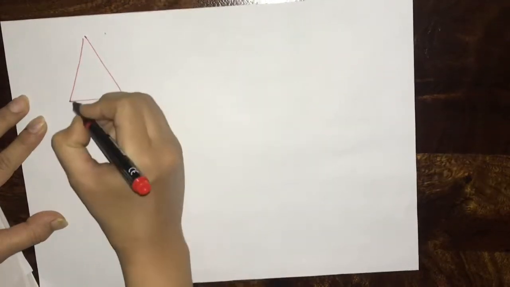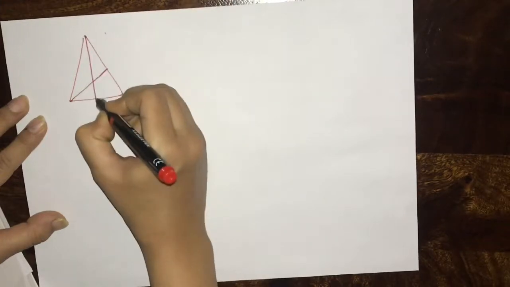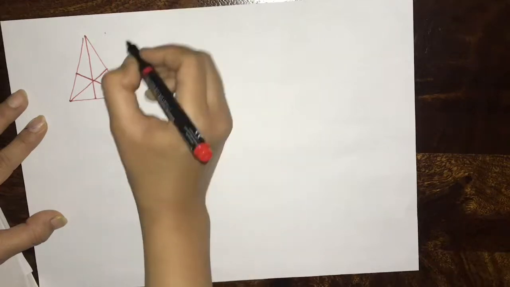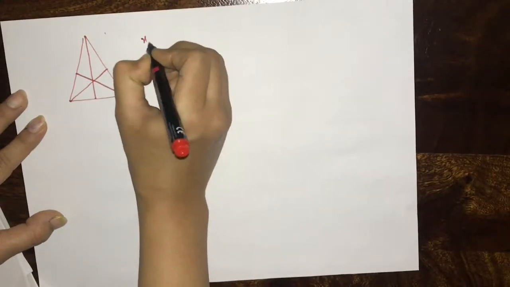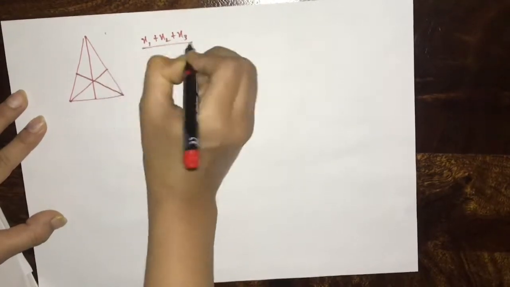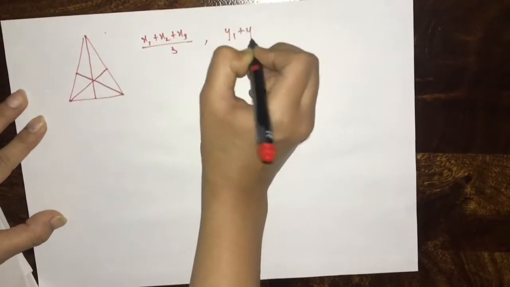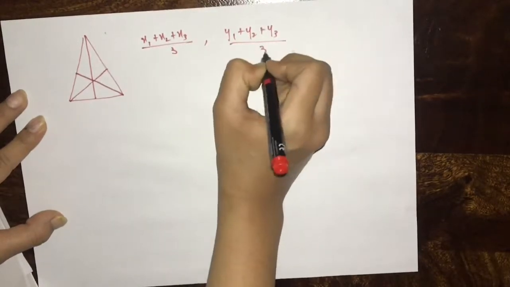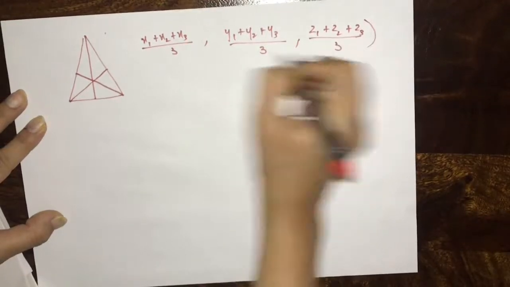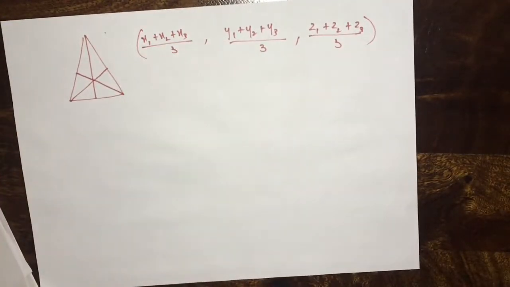Similarly, we can talk about centroid. Centroid is nothing but the point where the three medians intersect each other. If this is the median, this is the median, this is the median, the centroid divides them in the ratio 2 to 1. So since there are now 3 points, the coordinates of centroid will be (x1 plus x2 plus x3) divided by 3, (y1 plus y2 plus y3) divided by 3, and (z1 plus z2 plus z3) divided by 3. So this is the coordinates of the centroid.